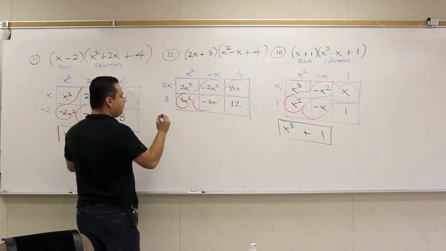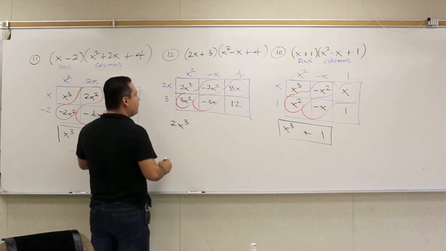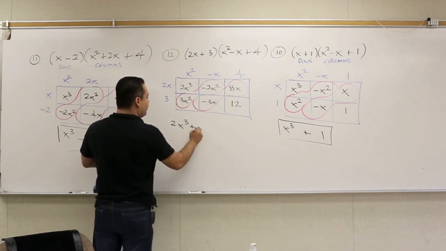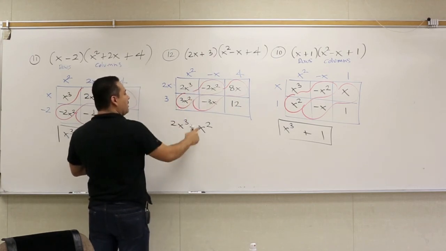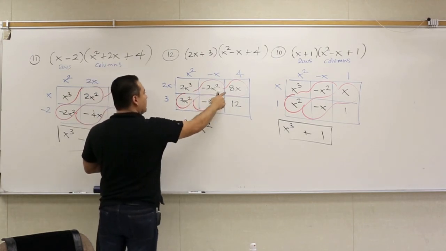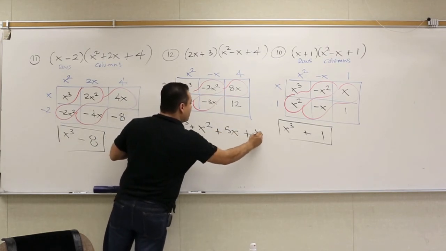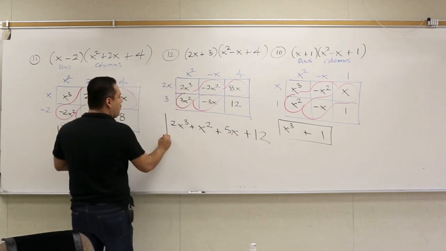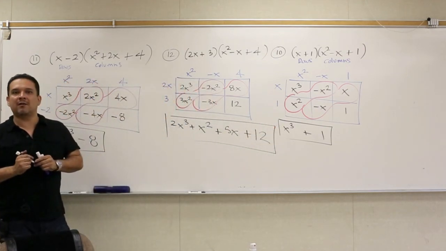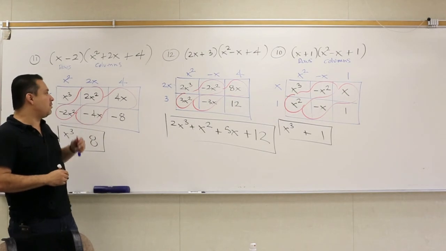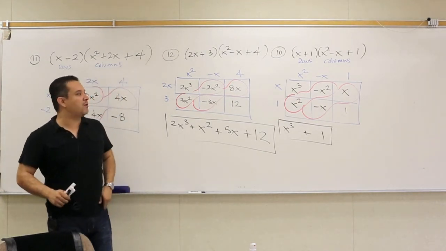What do you get? 2x cubed. What's 2x squared minus 2x squared? Is that plus x squared? 3 apples minus 2 apples is 1 apple. Negative 3x plus 8x is what? Plus 5x. And don't forget to add your 12. What I want to show you is that this kind of process, where things fall out, doesn't always happen. It only happens in very special situations.